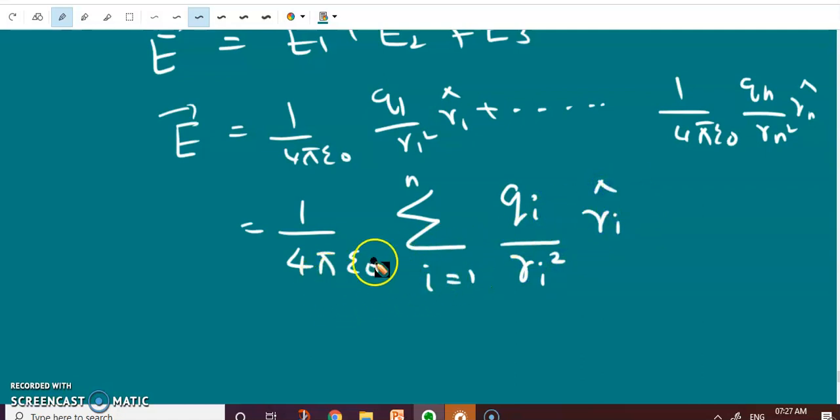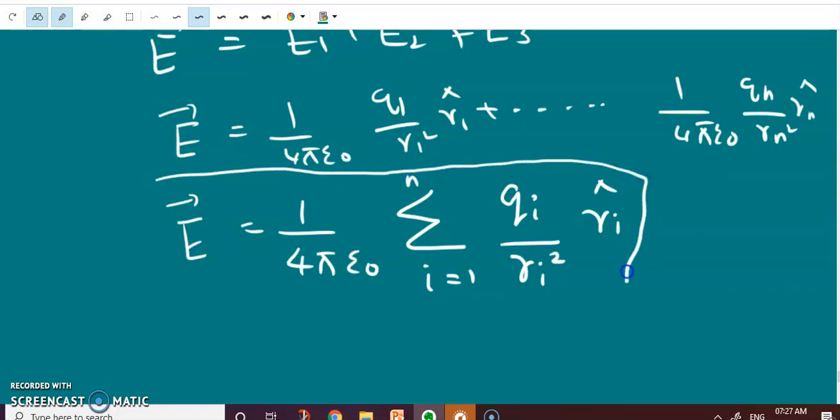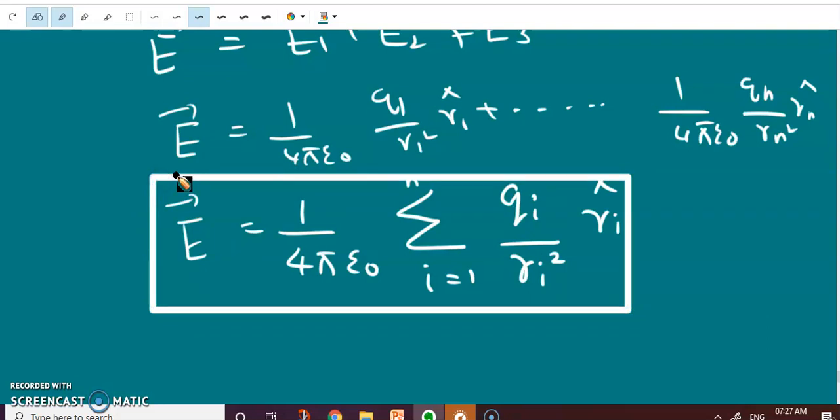So when i equals 1, the term is 1 over 4 pi epsilon 0 Q1 by R1 square R1 cap. When i equals 2, the term is 1 over 4 pi epsilon 0 Q2 by R2 square R2 cap. When i equals n, the term is Qn by Rn square Rn cap. So summation means the i is being summed over from 1 to n. So we have all the terms. So this is another expression for electric field intensity in terms of the summation symbol. Therefore electric field intensity obeys the principle of superposition.